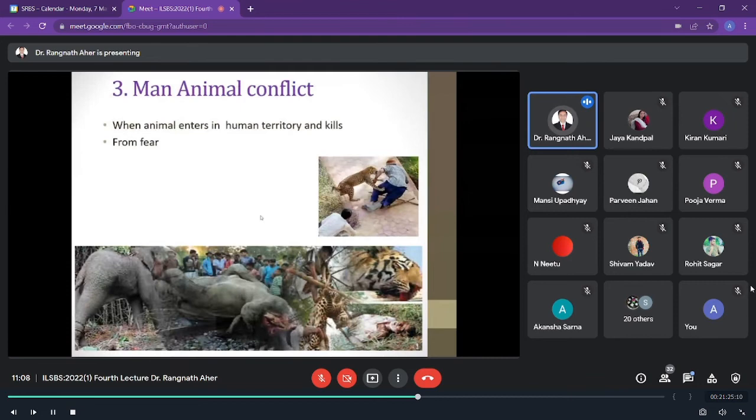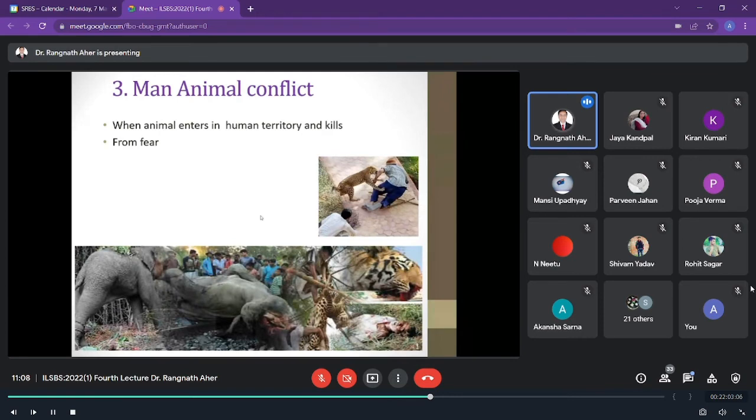Next one is the man-animal conflict. You can see here when animals enter human territory and kill human beings. There are a number of examples nowadays. Previously, animals, especially tigers and many more, generally lived in forests. But nowadays, tigers and other animals come into human areas, and ultimately there is man-animal conflict, due to fear in human beings.